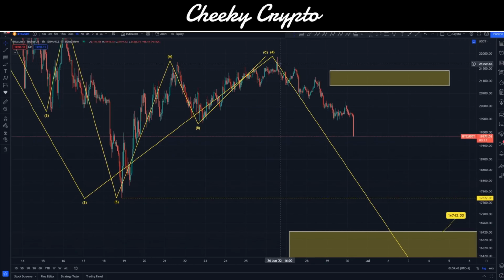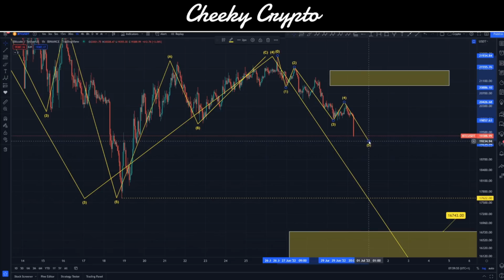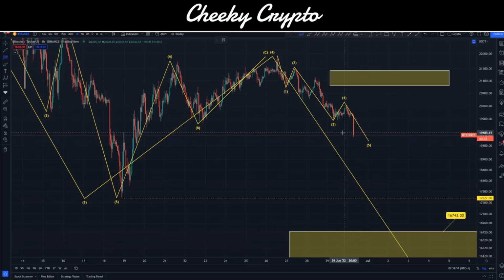So we have this drop and we had a lot of overlap to start with. I think all of this is a single wave to the downside. So what I'm going to do is mark this up as a wave 1 here, a wave 2 here, this being our wave 3, 4, and now we're finishing with 5. Okay, so I'm expecting reversal really soon.